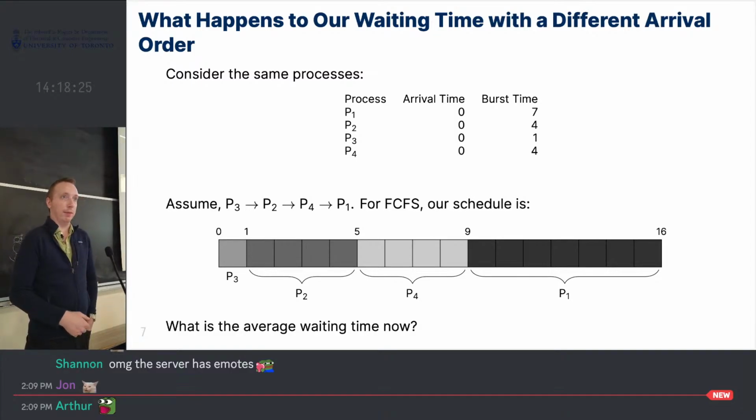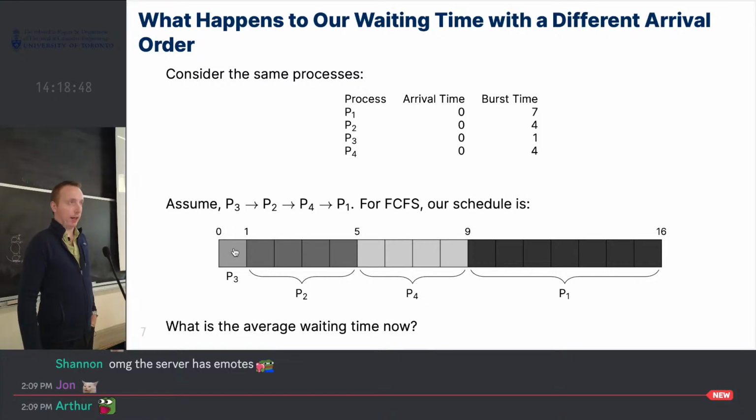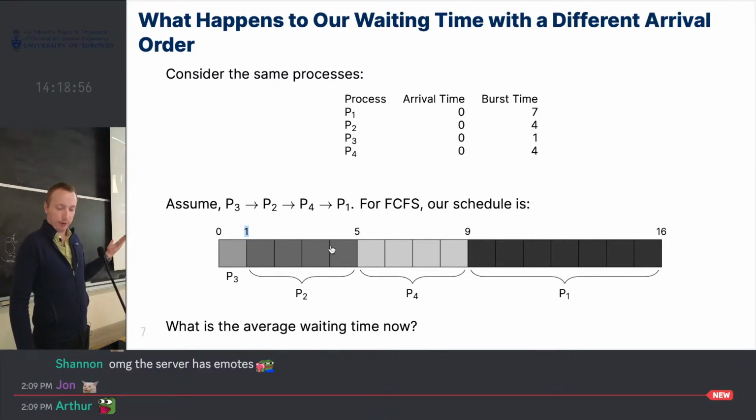So let's see, same processes, but let's assume a slightly different order. We will assume that our line looks like P3, P2, P4, and then P1. If we have first come, first serve, this is our schedule. At time 0, the first process in line is P3. It executes for 1 time unit. At 1 time unit, we have to pick the next process, which, given our order, is P2. So it executes for 4 time units. Then P4 executes for its 4 time units because it is next in line. And then P1 executes for 7 time units.